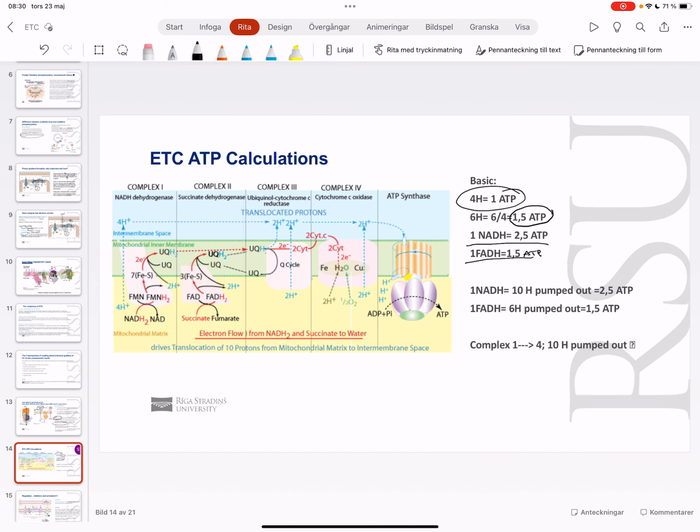Okay, so let's count. How many hydrogens have we pumped out? When I say 4 hydrogens, that means how many have been pumped out.